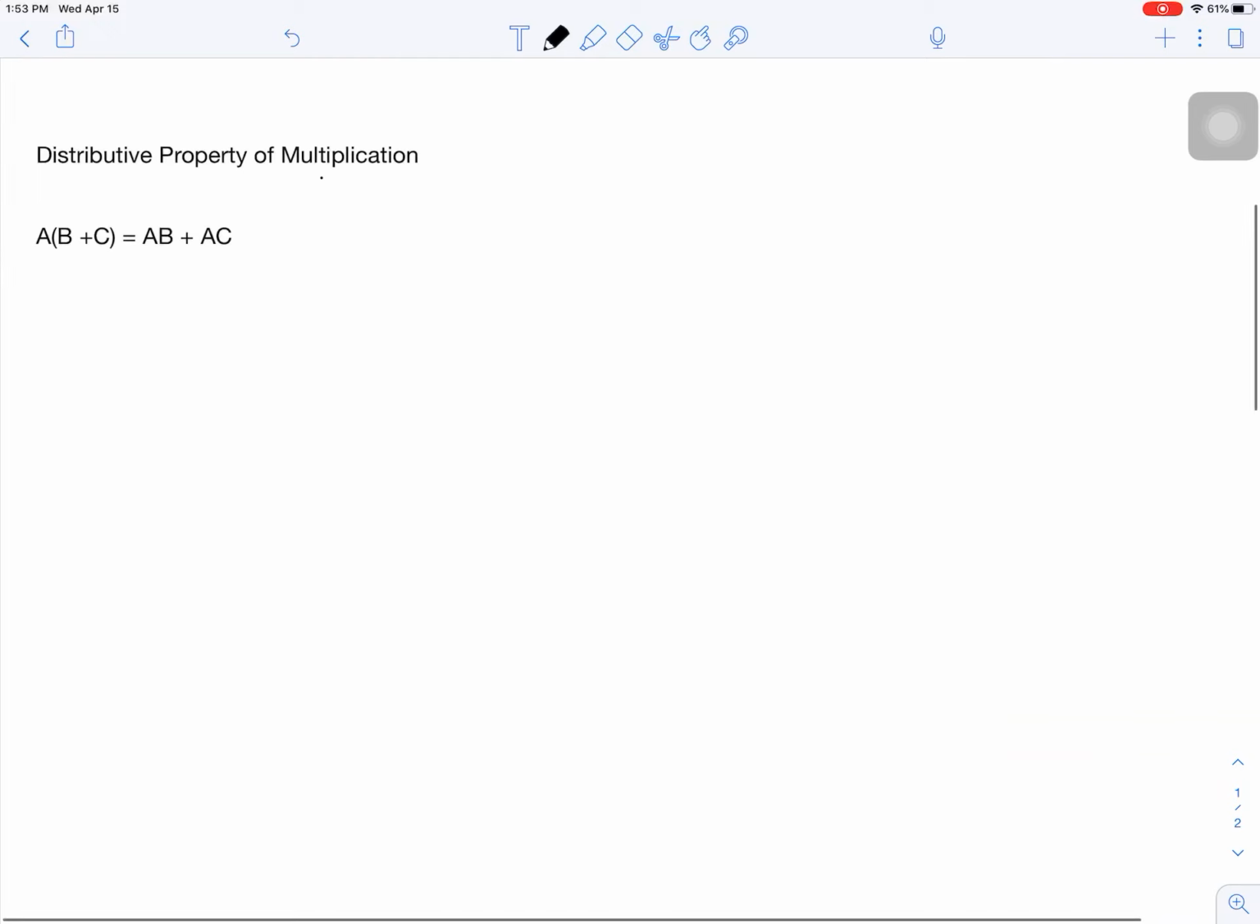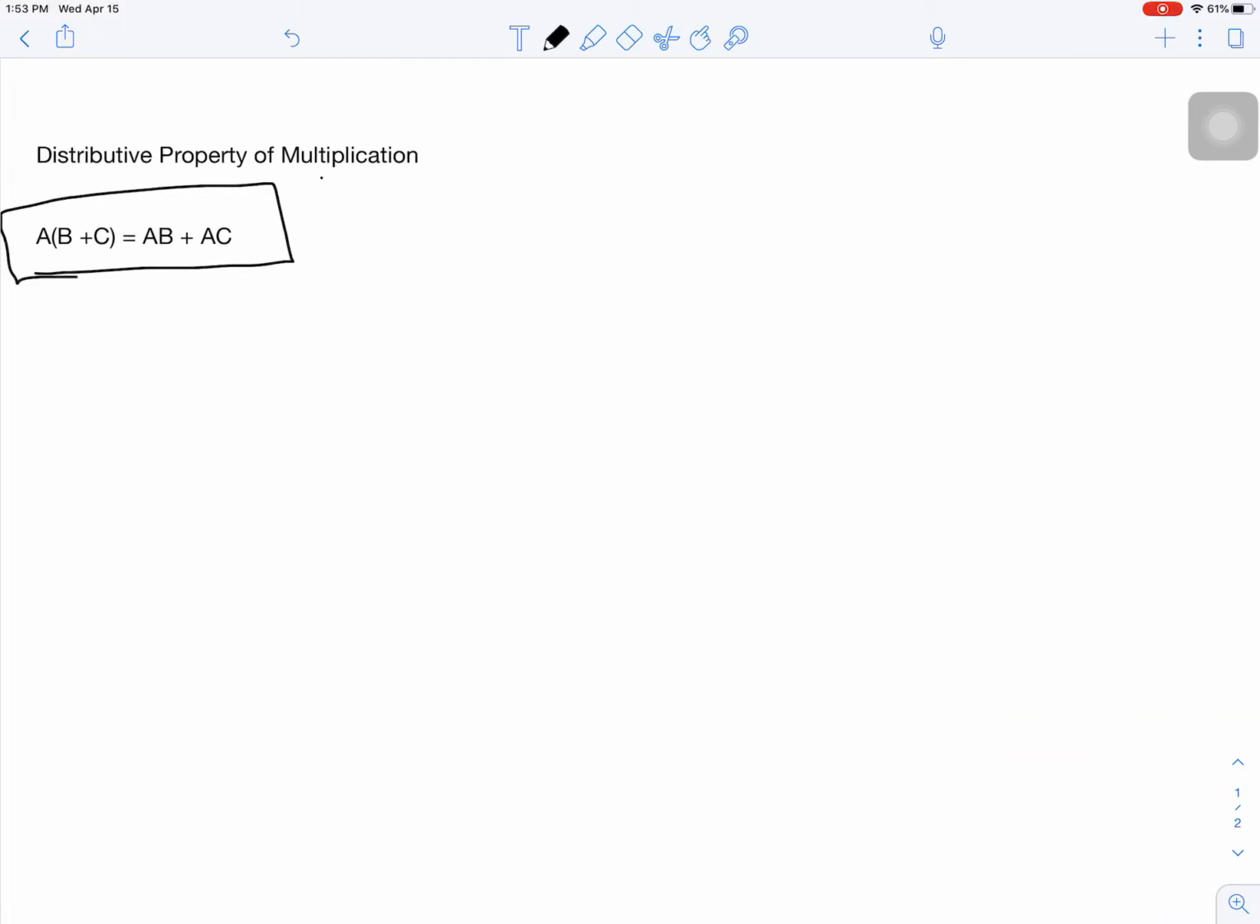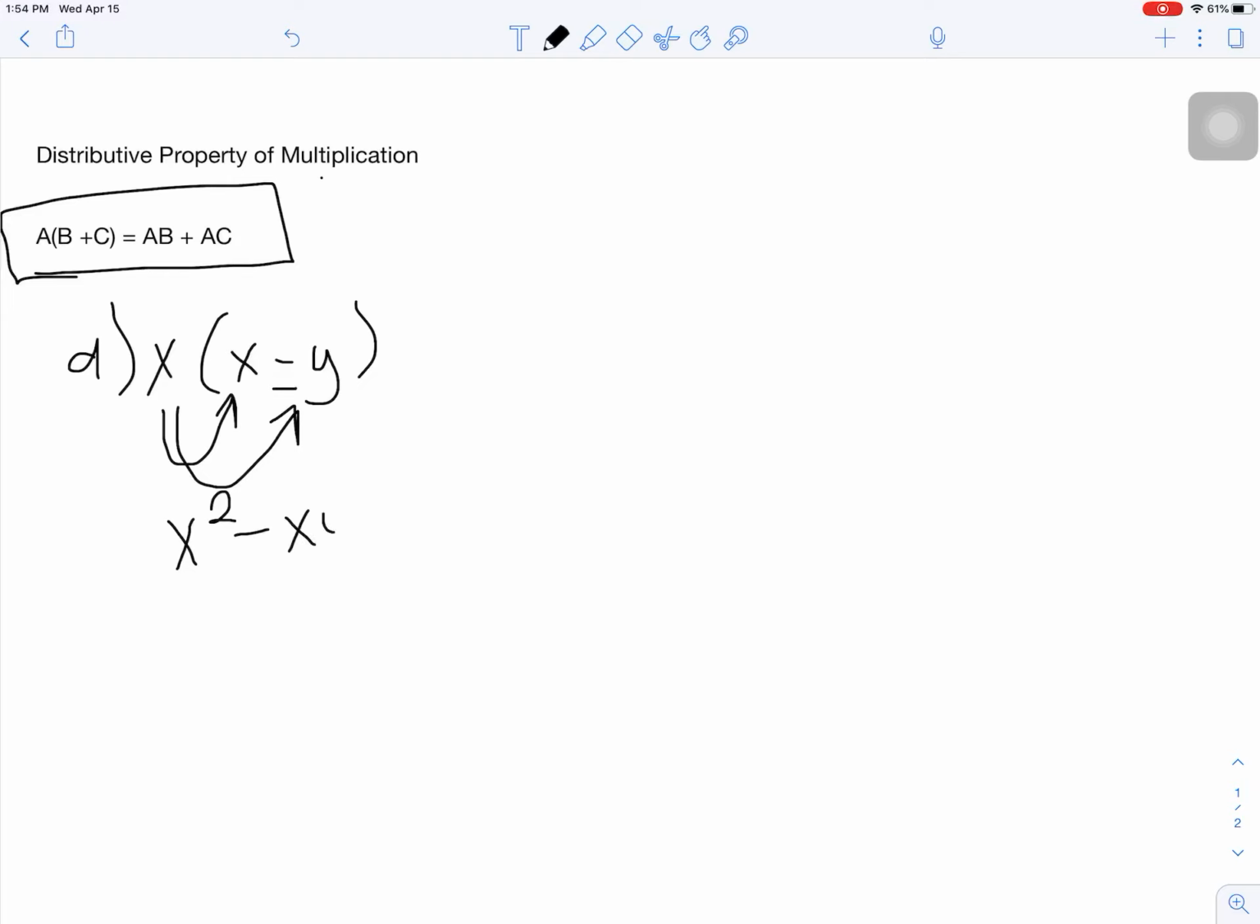Now the rest of this exercise here is going to be working on this concept, the distributive property of multiplication. So let me go through that with you, and hopefully that makes sense for you. We're going to go through D first, and D is x times x subtract y. So remember, we're multiplying this by this, and then this by this. So x times x is x squared. X times, remember, negative y is negative xy. So that would be your solution for D.